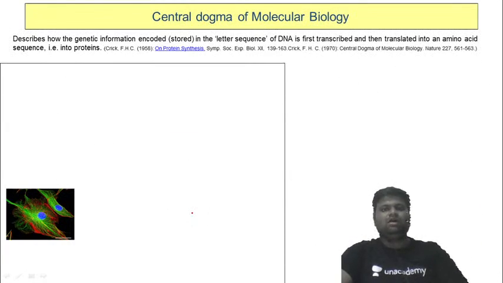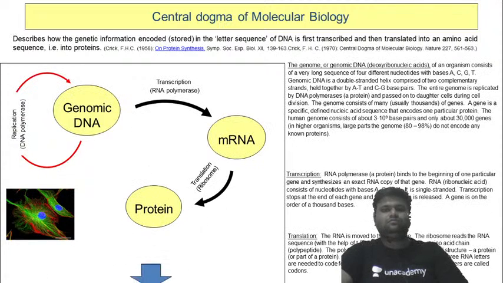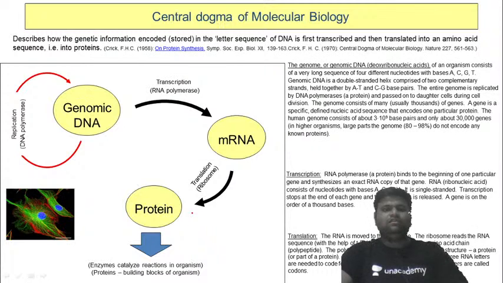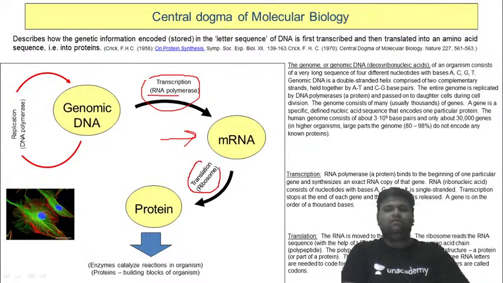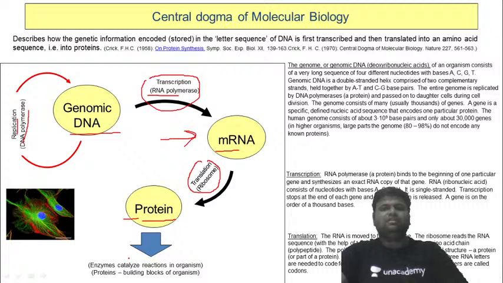Now next we come to the central dogma of molecular biology. As we know, there is DNA, and DNA undergoes transcription with the help of RNA polymerase to form mRNA, and mRNA undergoes translation with the help of ribosomes to form the protein, and DNA polymerase undergoes replication to form genomic DNA. So from DNA to mRNA, from mRNA to protein, it is the central dogma of molecular biology, and it describes how the genetic information encoded in the letter sequence of the DNA is first transcribed and then translated into amino acid sequence in the proteins.